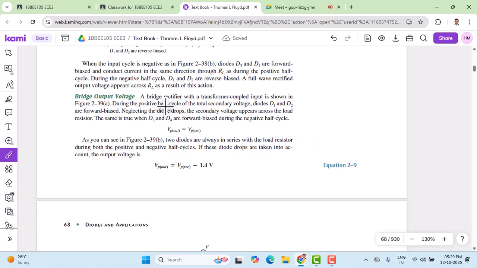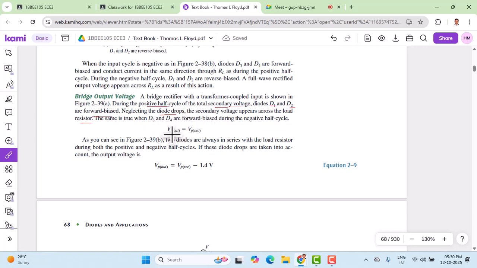So let us see here. A bridge rectifier with a transformer coupled input is shown here. During the positive half cycle, of the total secondary voltage, diodes D1 and D2 are forward biased. We have seen that. Neglecting diode drops, because we consider diodes as ideal, the secondary voltage appears across the load resistor, because that is what we have considered for the positive half cycle.